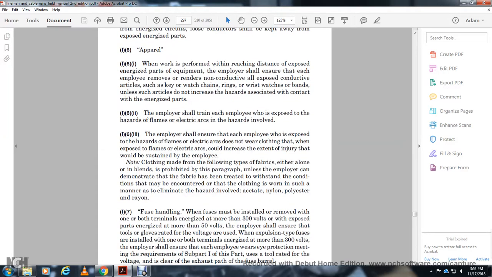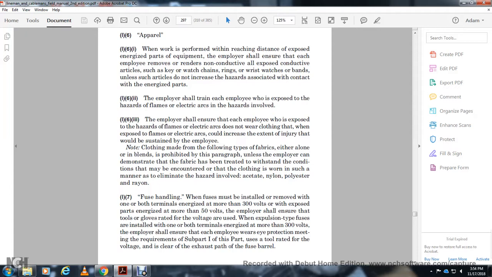Fuse handling. When fuses are being handled, involving the removal or installation of bolted terminals and energized parts of more than 300 volts, with exposed parts of more than 50 volts, the employer shall ensure the tool with the glove is used if the voltage is used. The expulsion type of fuse that is installed with one or both terminals energized with more than 300 volts.